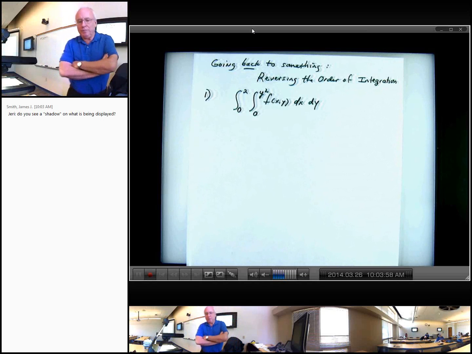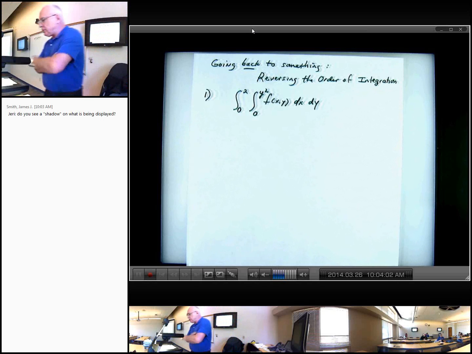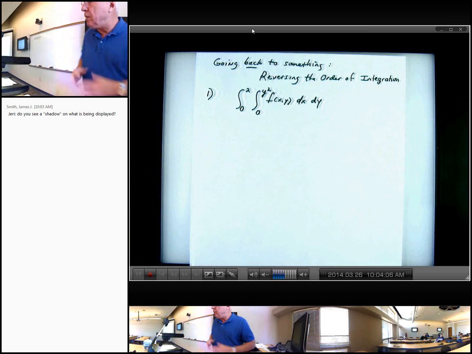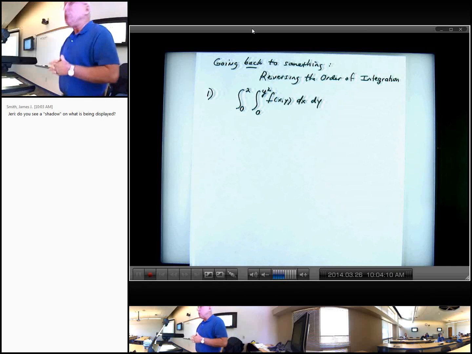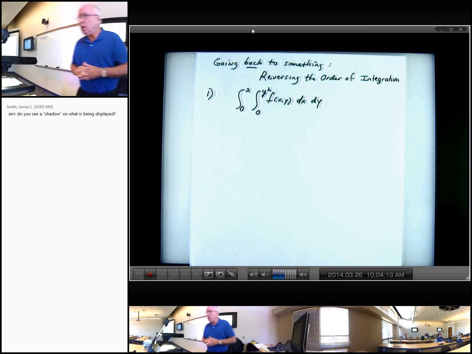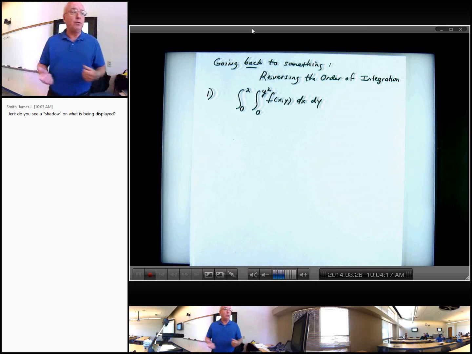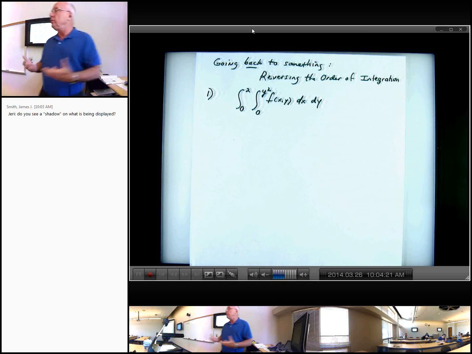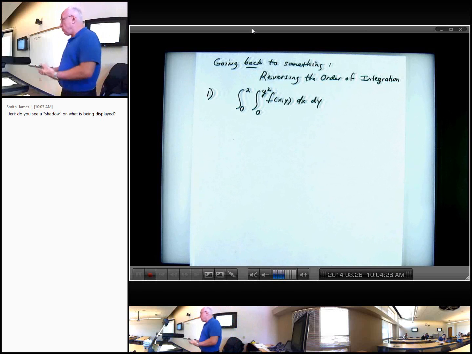What I want to do first of all here is go back a little bit and do a couple of other examples on this thing where we're doing a double integral and reversing the order of integration. We went through a couple of problems where we had to reverse the order of integration because we couldn't find the antiderivative with the given order of integration.